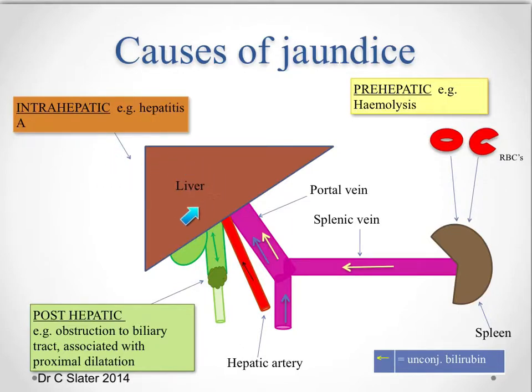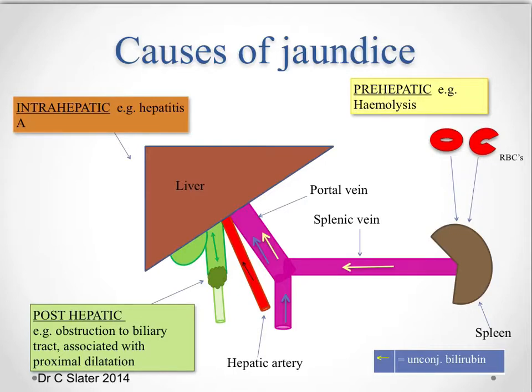The next anatomical cause is intrahepatic causes, for example, hepatitis. In this case, the liver itself is the problem because the hepatocytes can no longer degrade the bile pigments that it receives, and therefore there is an accumulation of unconjugated bilirubin within the blood system.